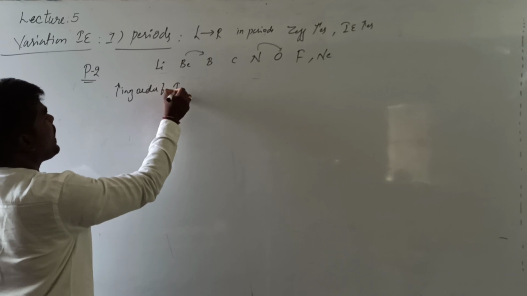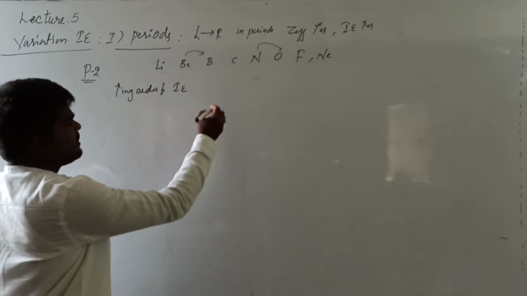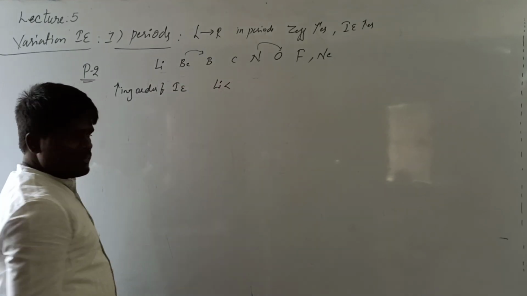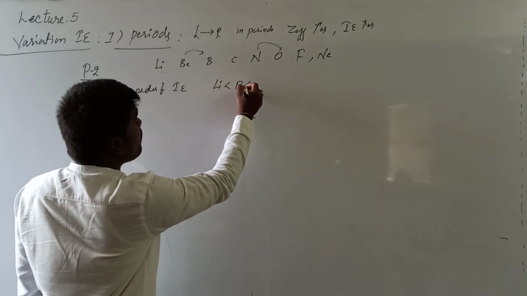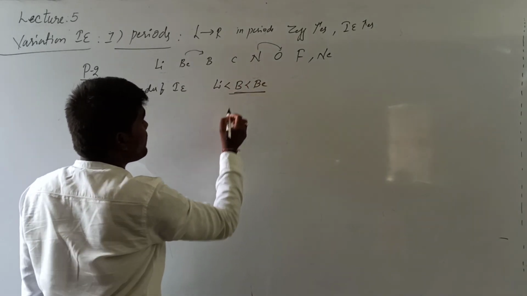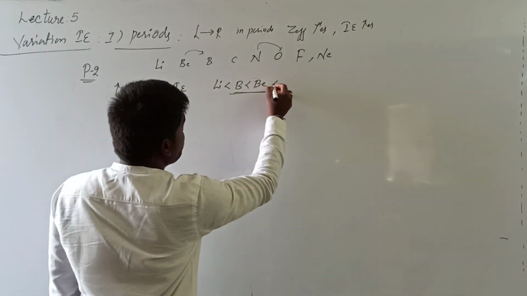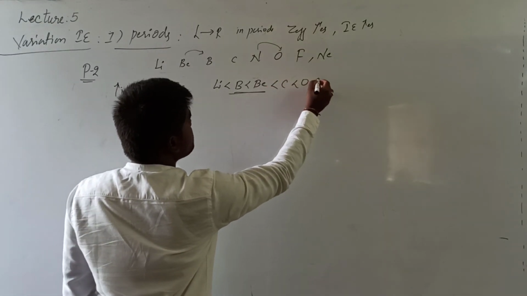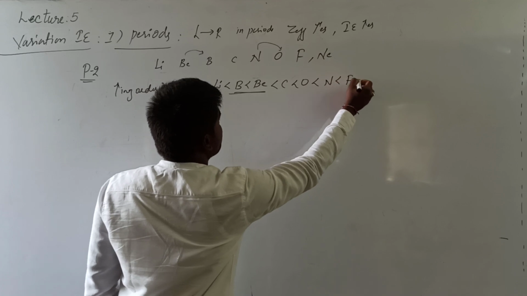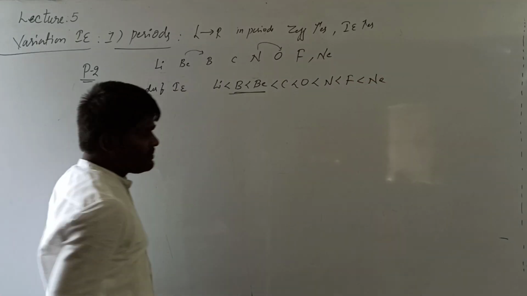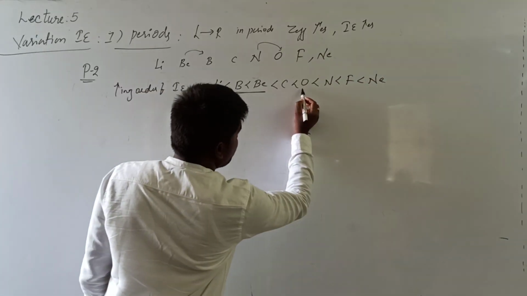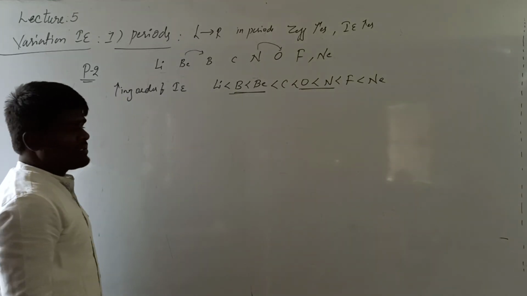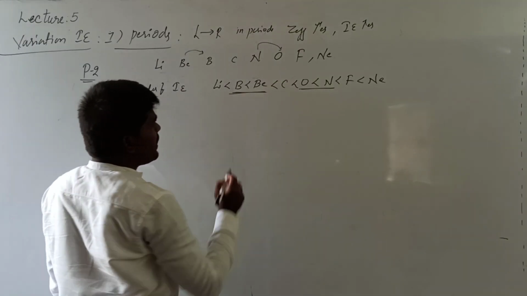Now, the increasing order of ionization energy in the second period will be lithium, followed by boron, followed by beryllium. Here we have an exception. And followed by carbon, oxygen, nitrogen, fluorine, and neon. What are the exceptions here? We have two exceptions here: one in the case of oxygen and nitrogen, and one in the case of boron and beryllium.